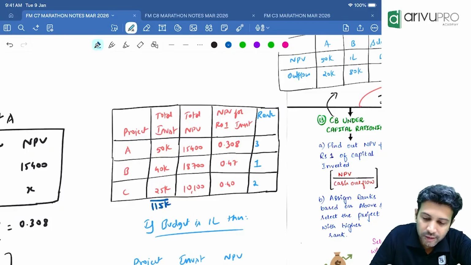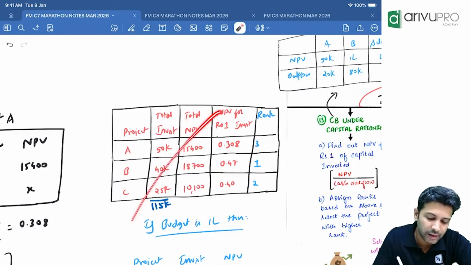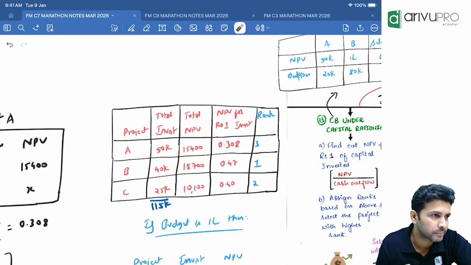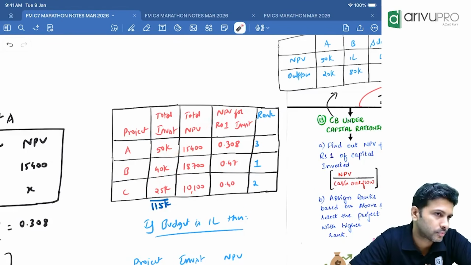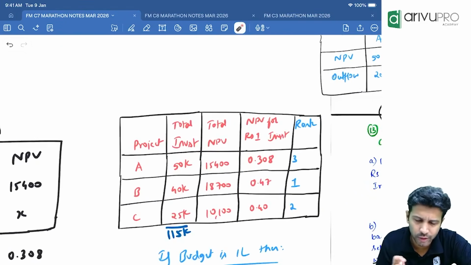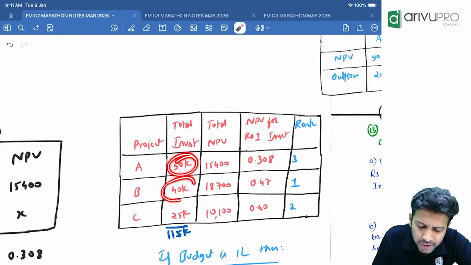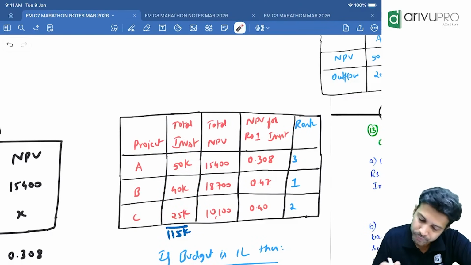Yes, but is 1,15,000 available with the company or only 1 lakh? 1 lakh. So we can't take up all 3. Maybe we can take up only 2, right? Now how to choose? How to choose? Now in this problem, they will give you data. Check. A's investment is 50, B's will be given. This is the year 0 cash outflow.